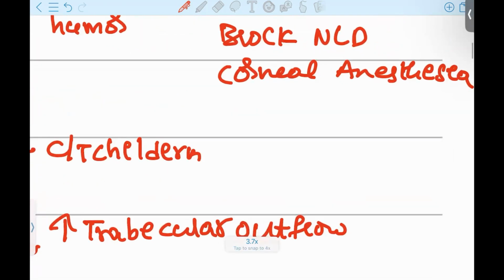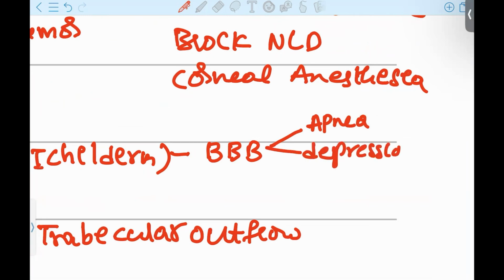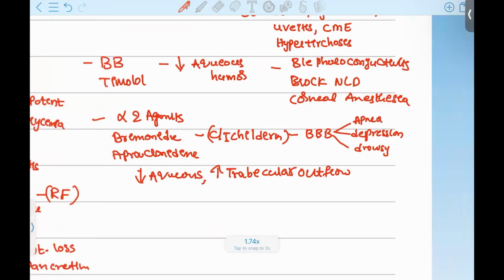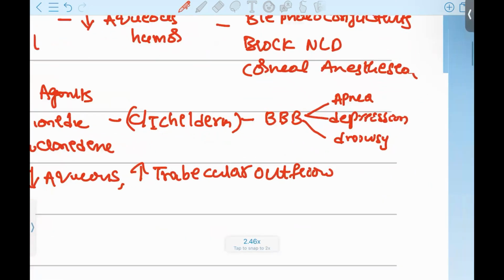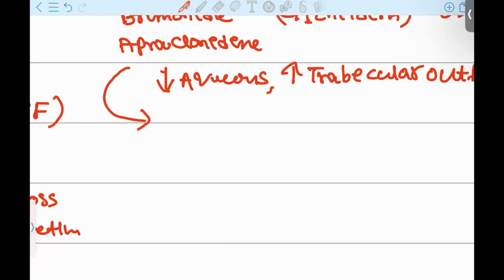And what we said, it is contraindicated in children. Why is it contraindicated in children? Because it will cross the blood-brain barrier. If it crosses the blood-brain barrier, it will cause apnea, depression, and also drowsiness in the patients. So understanding all these side effects, we are not going to give this to these patients. All right. And apraclonidine has its own side effects. Apraclonidine will have side effects like follicular conjunctivitis and eyelid retraction. These are the other side effects of your apraclonidine.